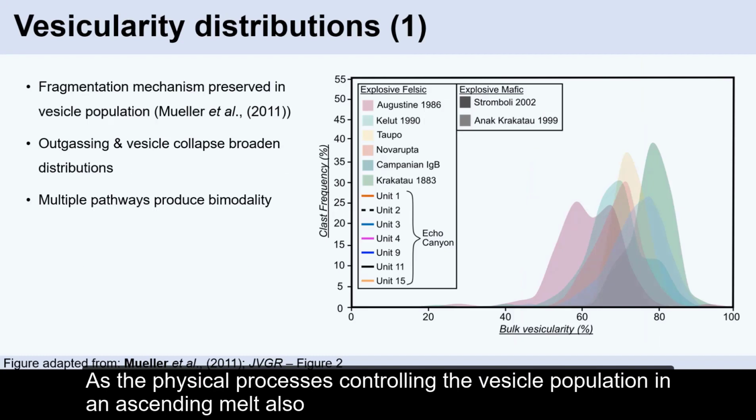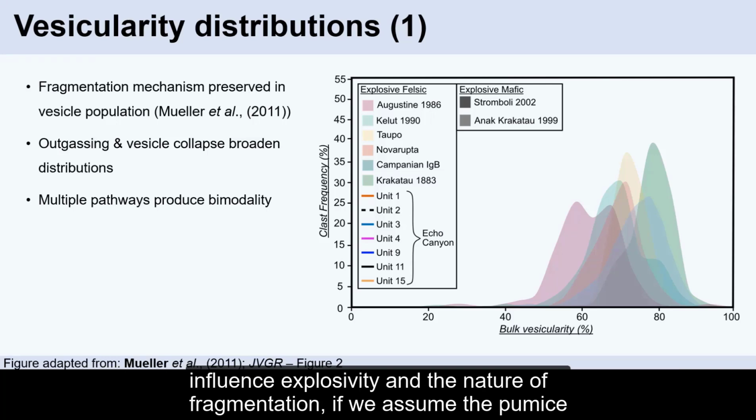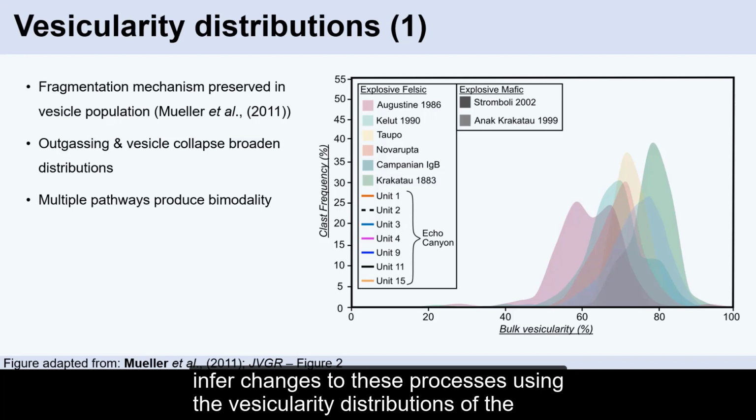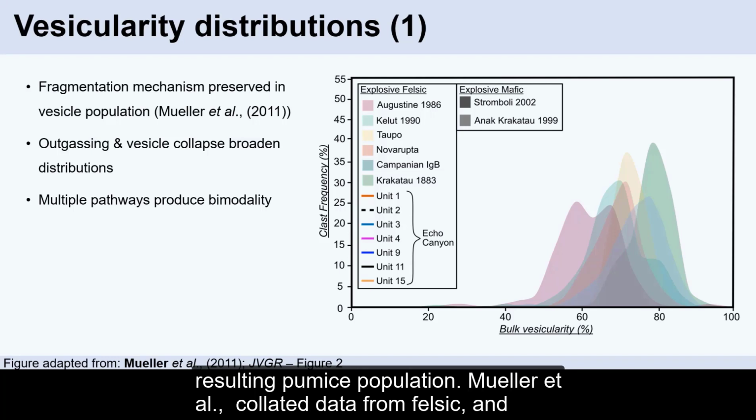As the physical processes controlling a vesicle population in an ascending melt also influence explosivity and the nature of fragmentation, if we assume the pumice clasts represent the state of the melt at the point of fragmentation, we can infer changes to these processes using the vesicularity distributions of the resulting pumice population.